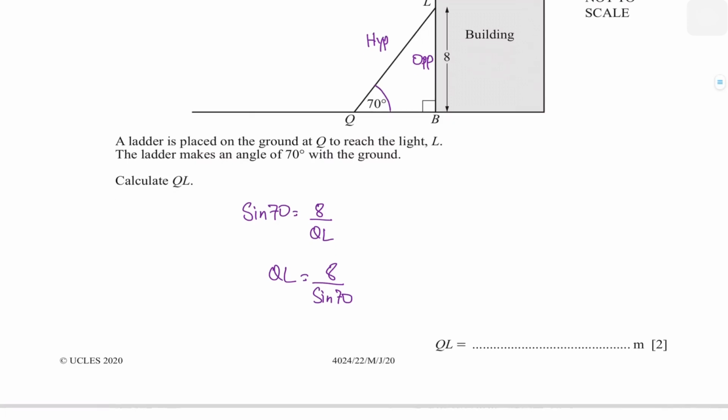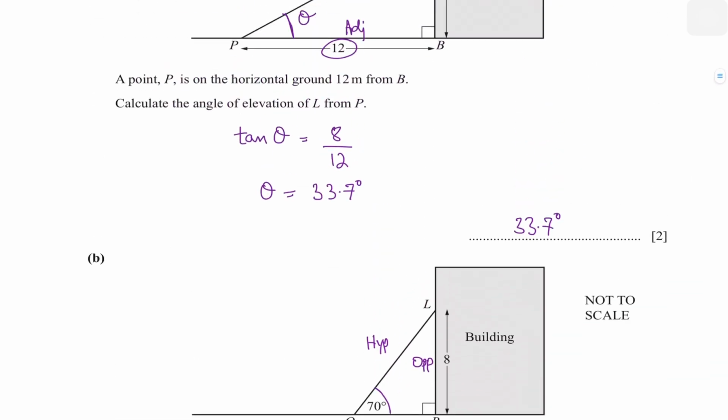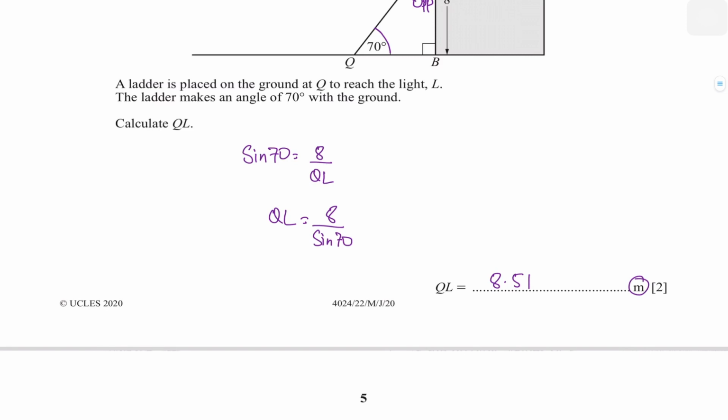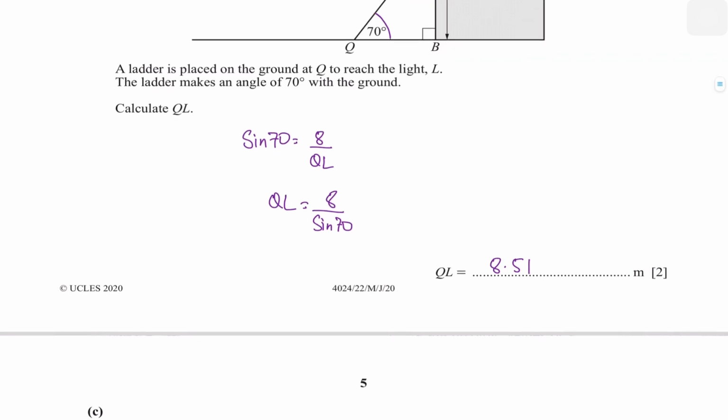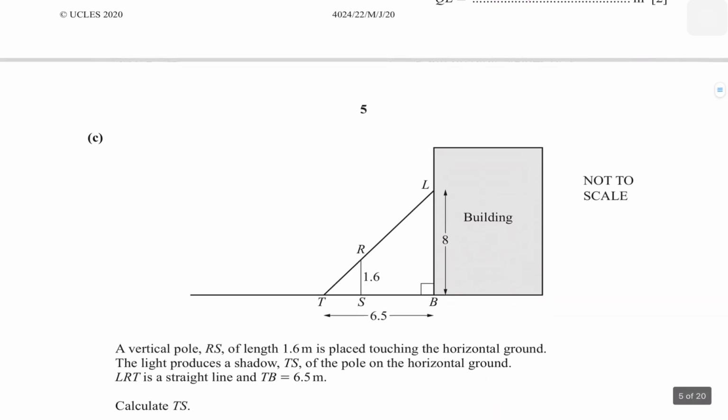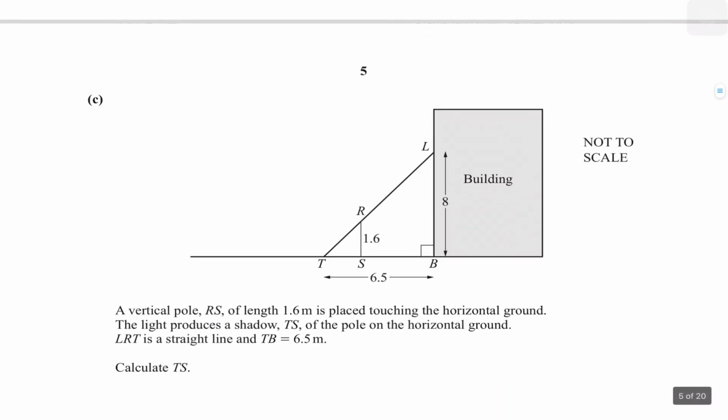So we have 8.51 centimeter or meter. What unit are we using here? Actually, we don't have to worry about that since that's already written. So 8.51. It's got to be meter. We can't have a ladder that's 8.51 centimeter. It doesn't make sense.